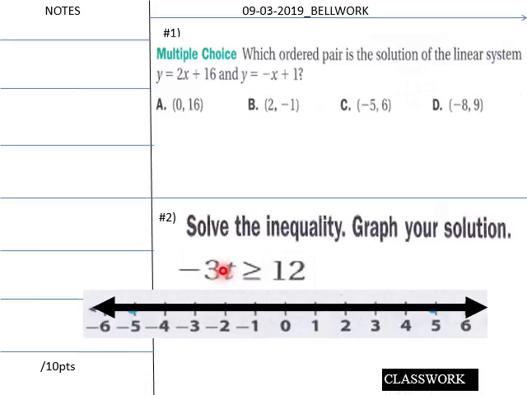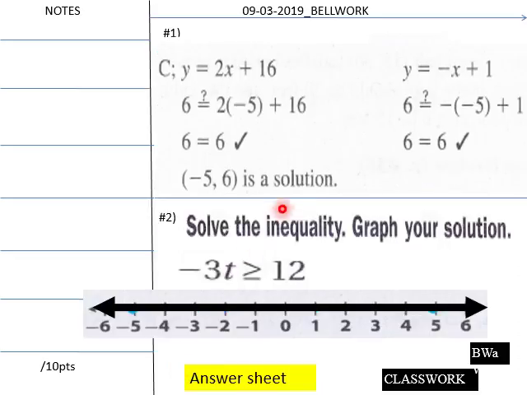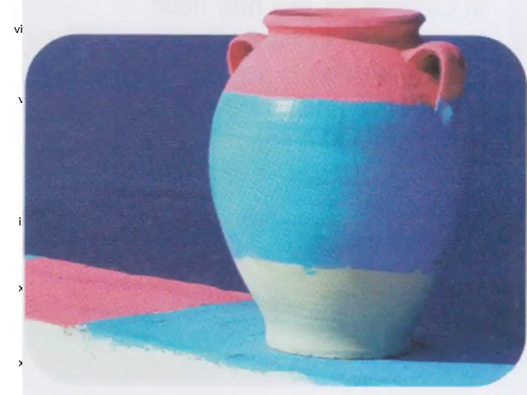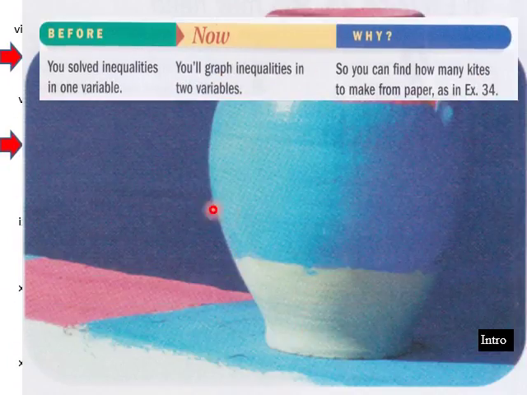Okay, welcome back for your solutions of today's bell work. Here is your solution: -5, 6 is the solution. You just go through and check each one of those in your multiple choices. It would be C for number 1. And then the graph of this inequality should look like this. We got a solid circle here because we have an inequality with an equal sign here: t is less than or equal to -4, and it points out.